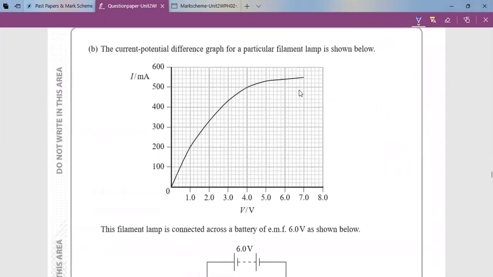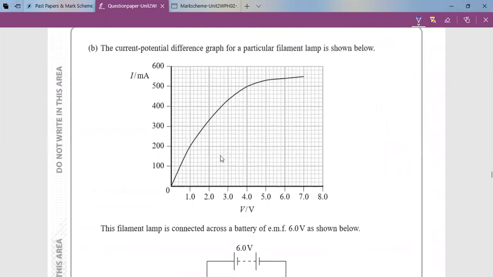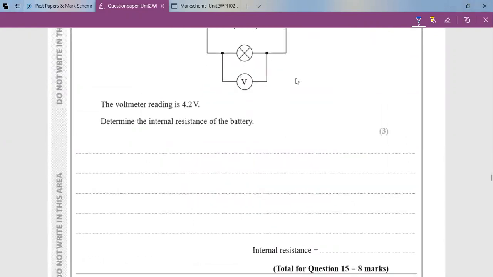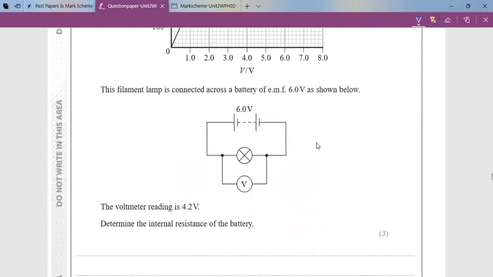Part B says the current potential difference graph for a particular filament lamp is given to you. As the voltage increases, the current increases until it starts curving. Now the filament lamp is connected across a battery of 6 volt as shown over here. This is a filament lamp, this is the 6 volt battery and it's connected. The voltmeter reading is 4.2 volts. What's the internal resistance of this battery?